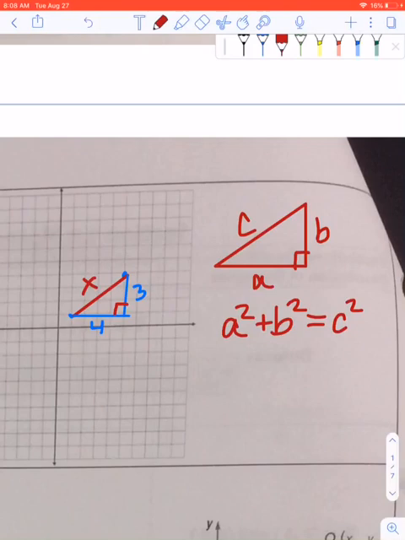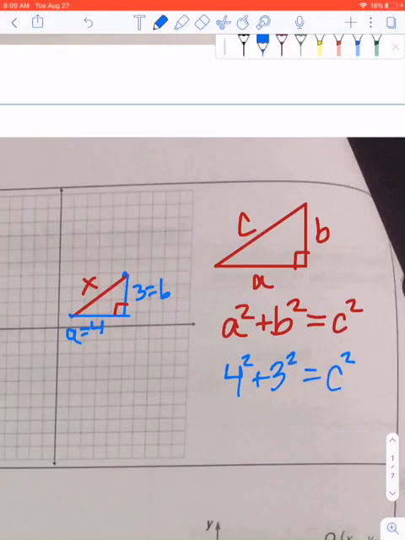So because I have the 2 legs on that coordinate plane when I made that triangle, I can plug that in for a and b. So 4 or 3 would be my a. It doesn't matter which one's which. And the other one would be b. That makes x my c, what I'm trying to solve for. That's the hypotenuse, that diagonal. So now I can plug in 4 squared plus 3 squared equals c squared.